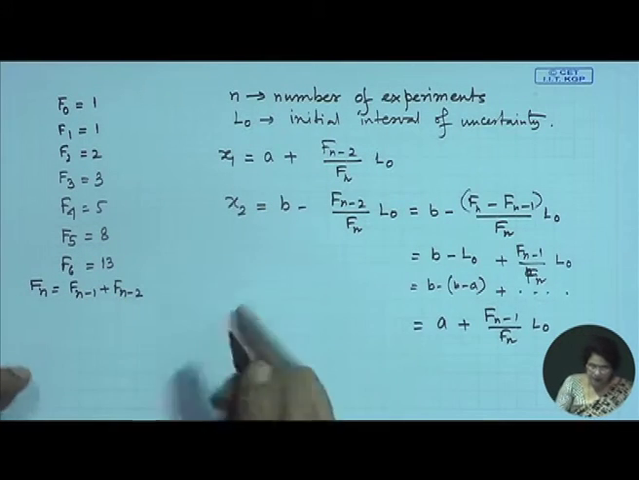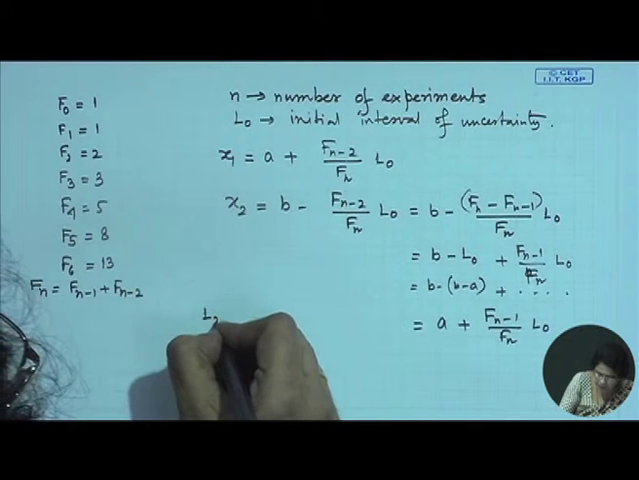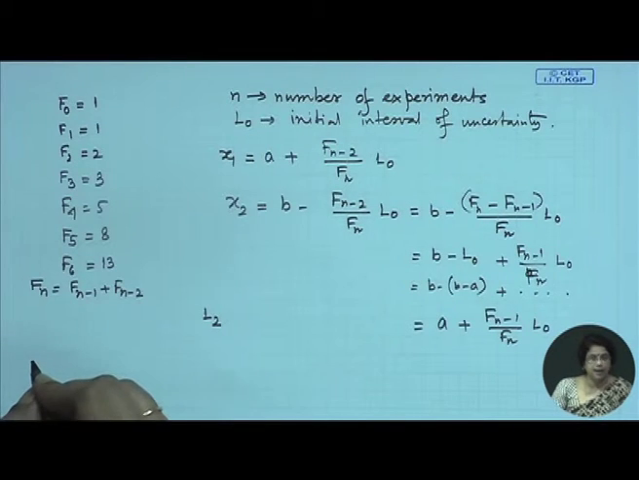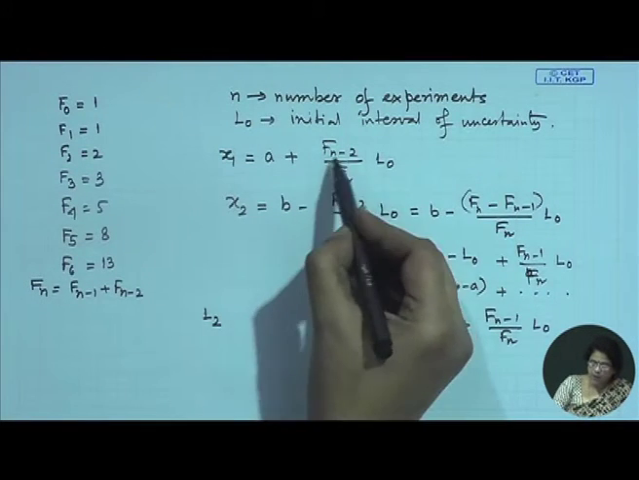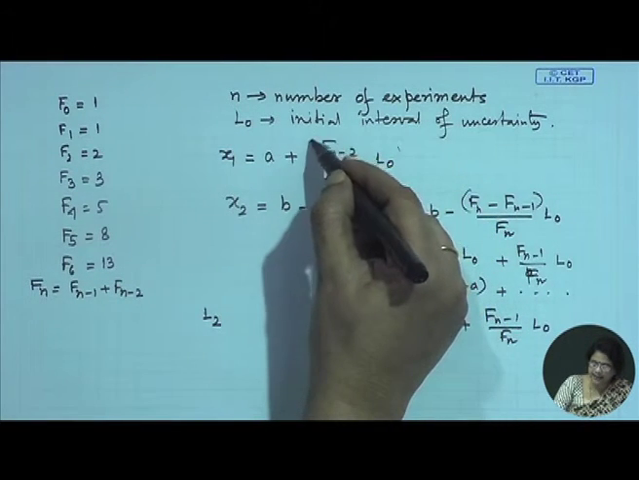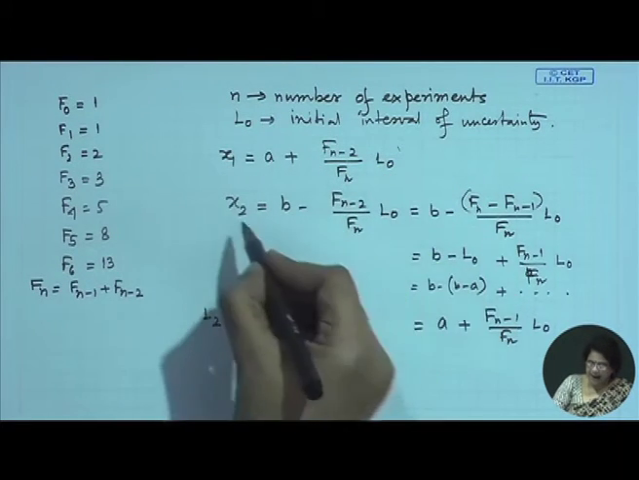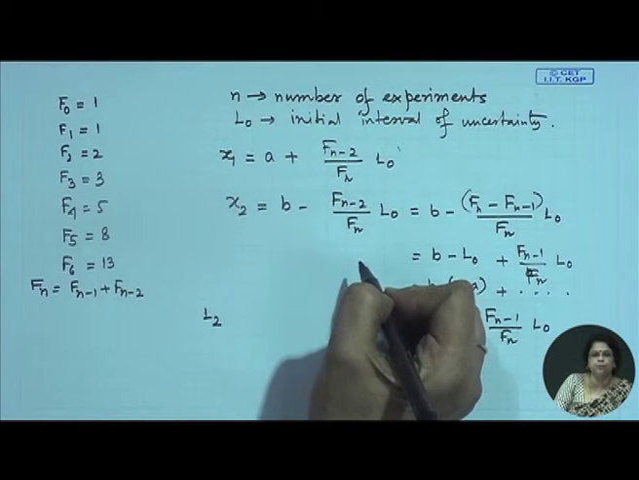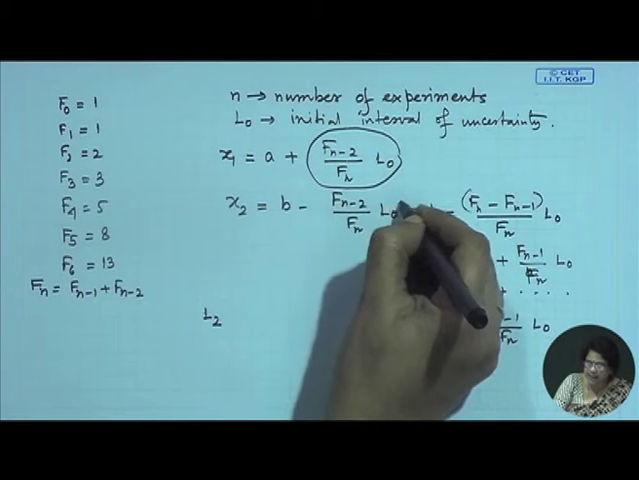That is why my next interval of uncertainty would be L2. How much will L2 be? That is the question to you. How much would it be? You see, on one side I am taking this term with addition with a, and on the other, the same term I am subtracting from b. That is why this term is the guiding term for me.